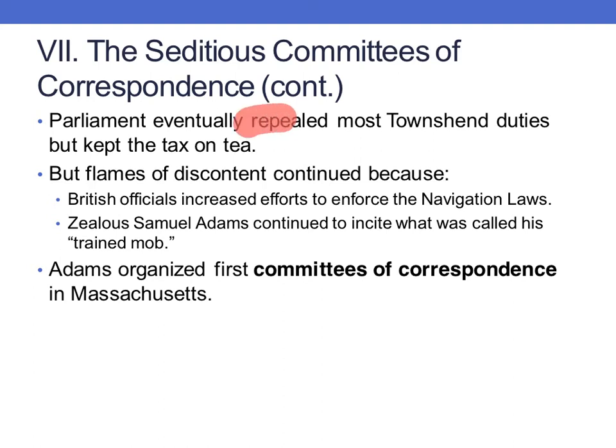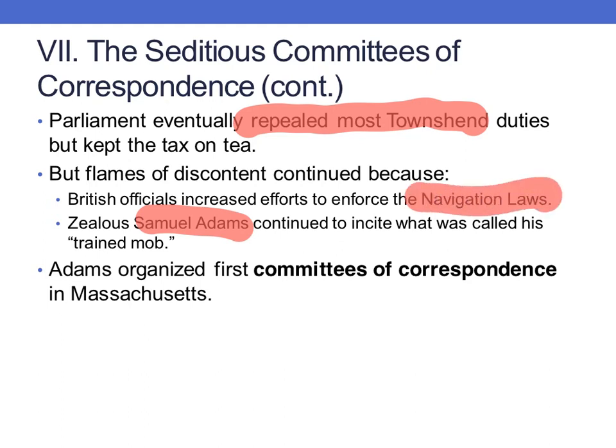Now, they're going to repeal the Townshend Acts. Okay, I've seen this before. Sam Adams, fired up as always, is going to basically continue his campaign, if you will, to harass the British officials. Remember, they're still trying to enforce the navigation laws, which the colonists don't really like.